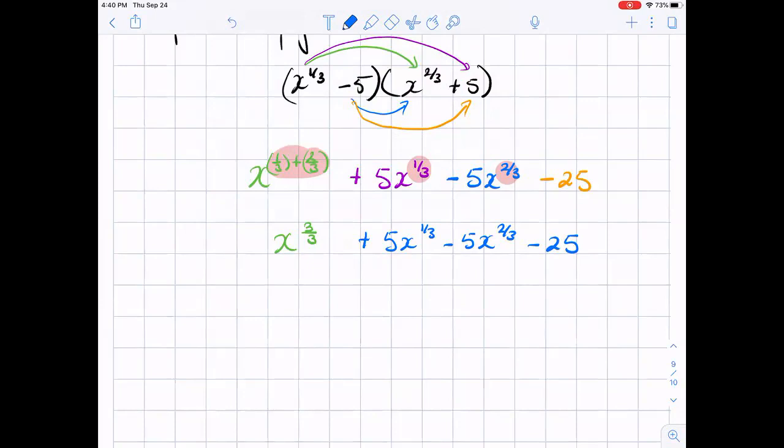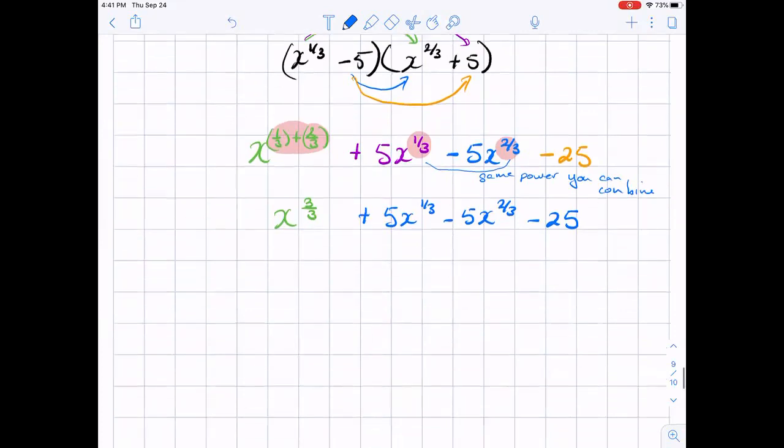So you would be able to combine them if the powers were exactly the same, right? If the powers were the same and you multiply them out, then you would be able to add the coefficients or subtract the coefficients. You can only combine them if the powers are the same power. Same power, you can combine. Otherwise, you cannot. So the final answer here is x plus 5x to the 1/3 power minus 5x to the 2/3 power minus 25. Okay?